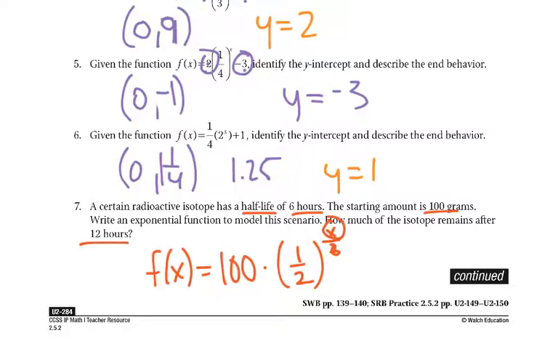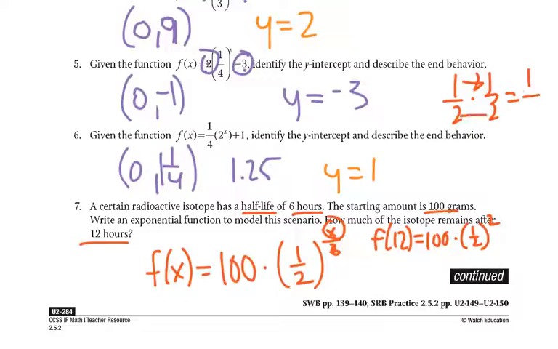Okay, could I graph it and then use that to find it? Yeah, I could, but let's just use this. So we'd go f of 12 equals 100 times 1/2 to the 12 divided by 6. 12 divided by 6 would be 2, right? Okay. 1/2 squared, that's like 1/2 times 1/2. So 1 times 1 is 1, 2 times 2 is 4. So we get 100 times 1/4. Timesing by 1/4 is the same as dividing by 4.